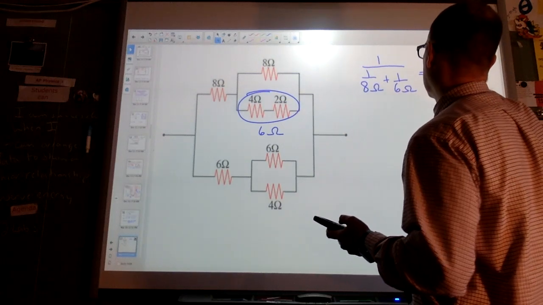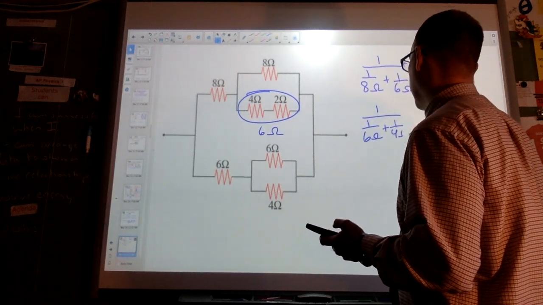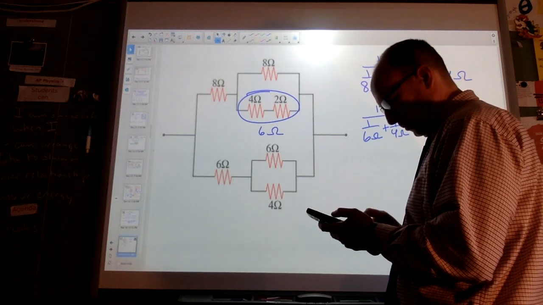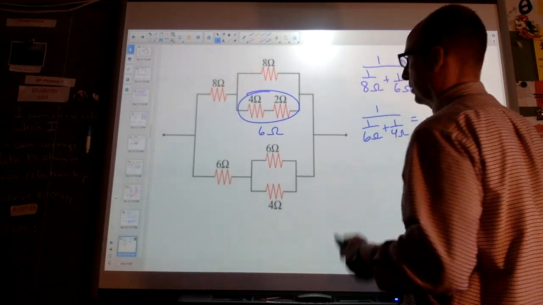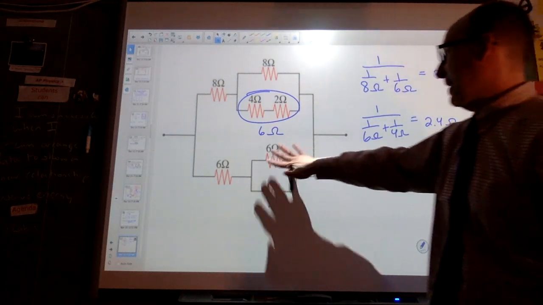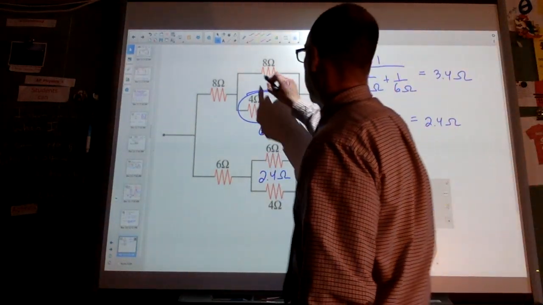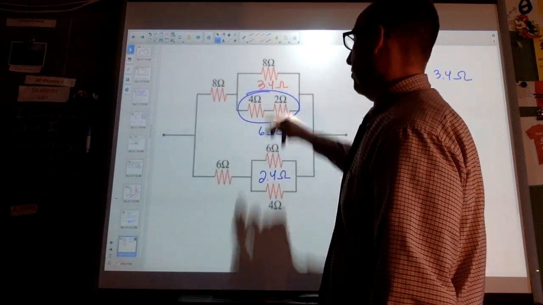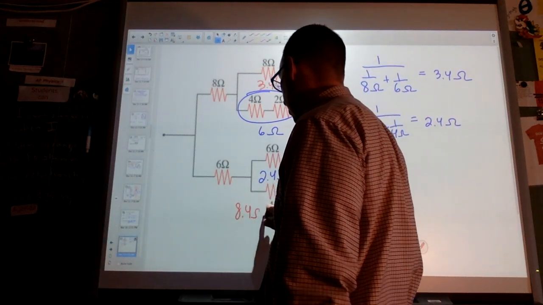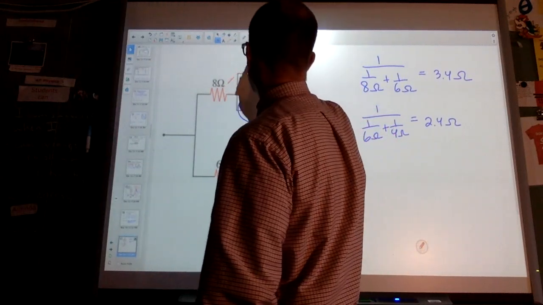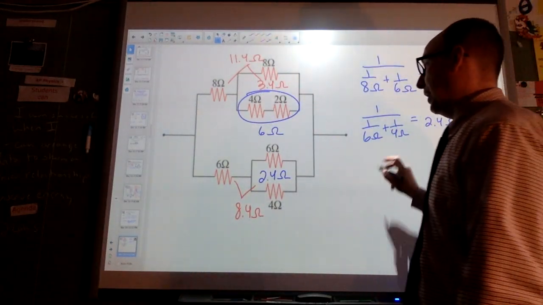I got about 3.4. And I have 1 over 6 plus 1 over 4. I think it's 3. No, 2.4. All right, so now I replaced these two with a 2.4 ohm resistor, and I replaced these three with a 3.4 ohm resistor. Now the 8 and the 3.4 are in series, and the 6 and the 2.4 are in series. So this becomes an 8.4. This becomes an 11.4, and now the 11.4 and the 8.4 are in parallel.